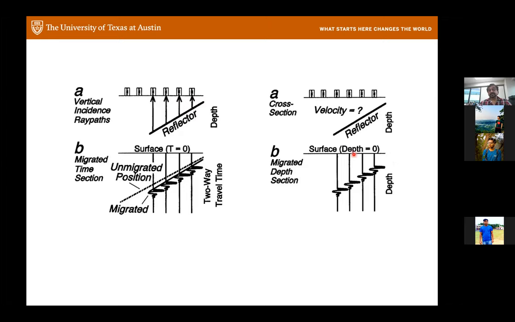And then we can generate depth sections, which is basically very close to being a true representation of the subsurface depth. And that is what we are going to be using for seismic interpretation.